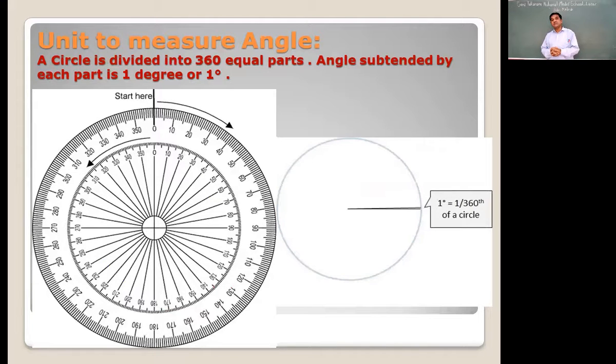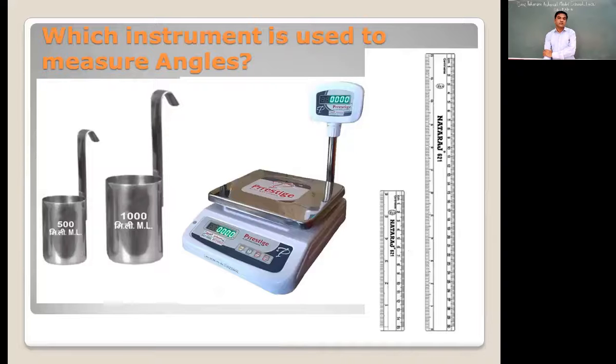Now, what is 1 degree? Actually, one complete circle is divided into 360 equal parts, and we take one part, and that is known as 1 degree. So 1 degree is a 360th part of a circle.